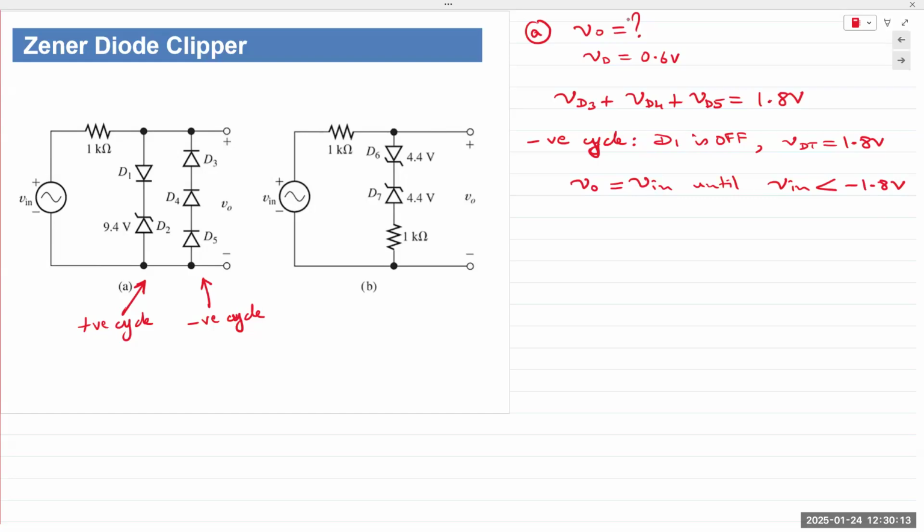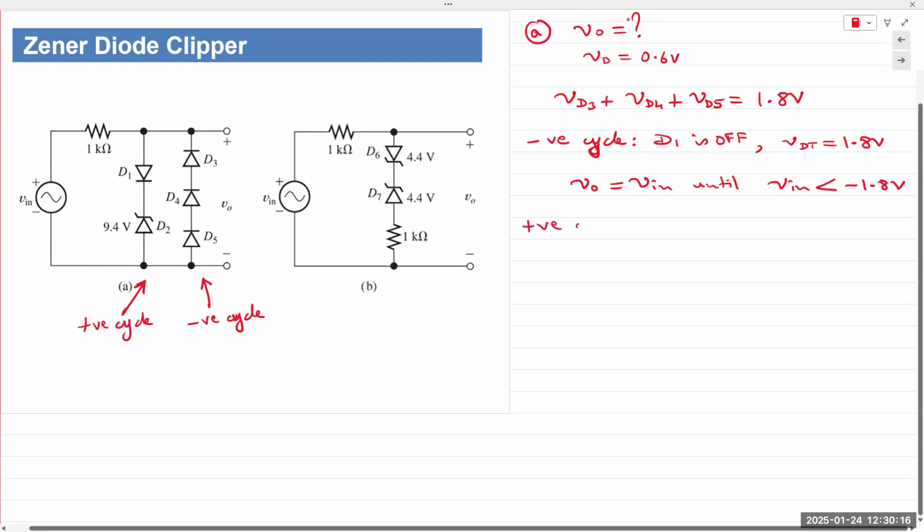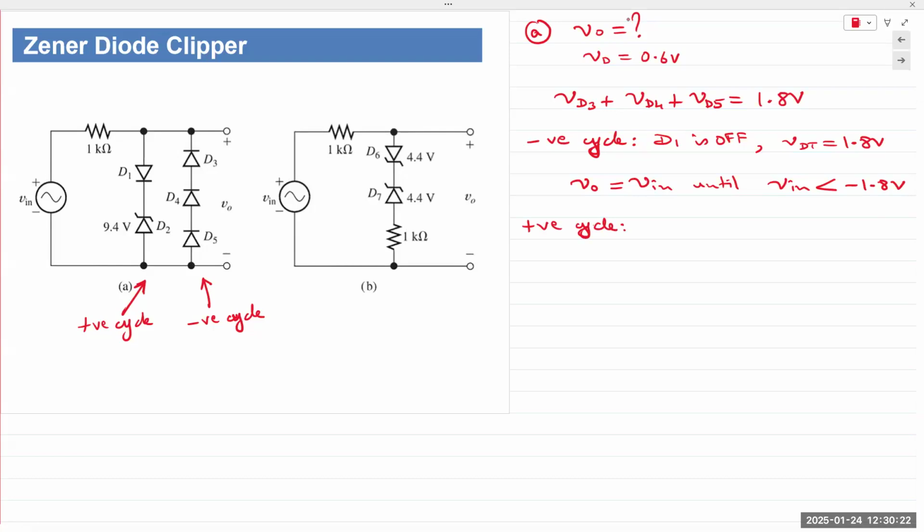All right, let's look at the positive half cycle. What happens there? We have the Zener diode that is connected in series with a regular diode, D1. Voltage for that Zener diode is 9.4. Voltage for diode D1, let's assume 0.6. So VD1 is 0.6 volts and VD2 is 9.4 volts.